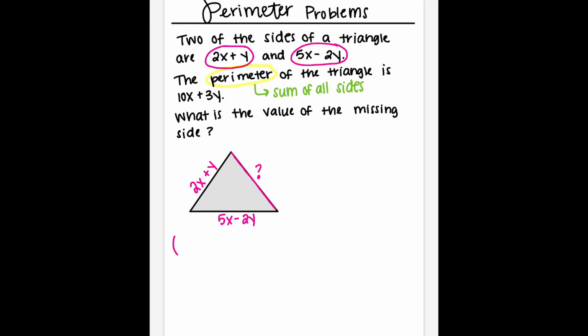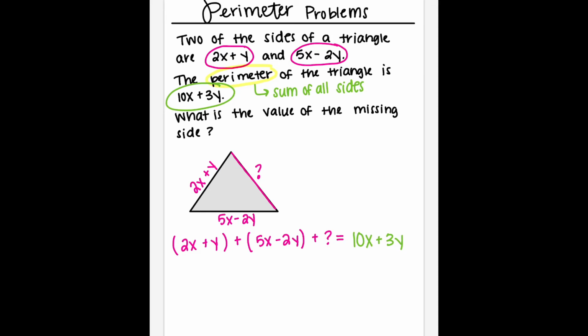So if we were to add 2x plus y and 5x minus 2y and the question mark, that would be equal to the perimeter of 10x plus 3y. What we can do with this information is say that this missing side is the perimeter minus these two sides.